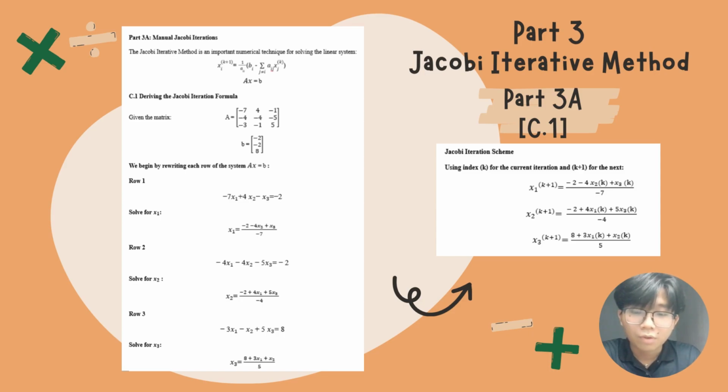From the third row, we have negative 3x1 minus x2 plus 5x3 equal to 8. We rearrange this equation to solve for x3. So x3 equals (8 plus 3x1 plus x2) divided by 5. Using the Jacobi method, we compute the next iteration using only values from the previous iteration. So we write x1 at k plus 1, x2 at k plus 1, and x3 at k plus 1. Each new value depends only on values from iteration k, not the updated ones.